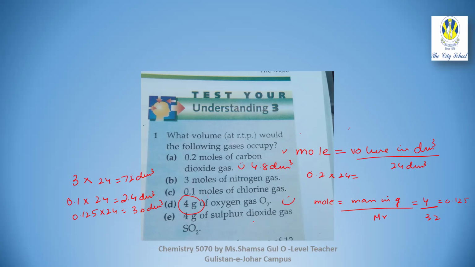4 grams of sulfur dioxide. Can you try, girls? I'm writing, Ar of sulfur is 32. Oxygen is 16. Find out the Mr of sulfur dioxide. Excellent. So 4 divided by 64.